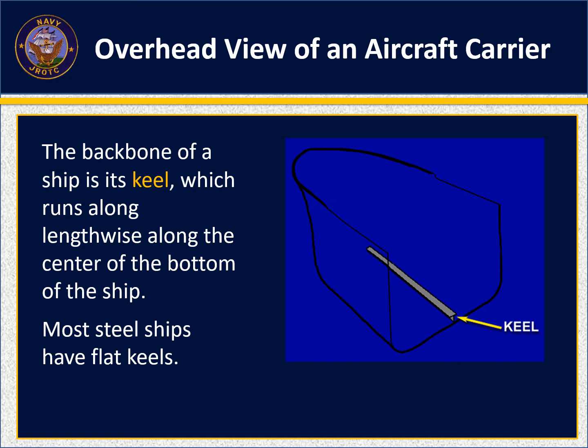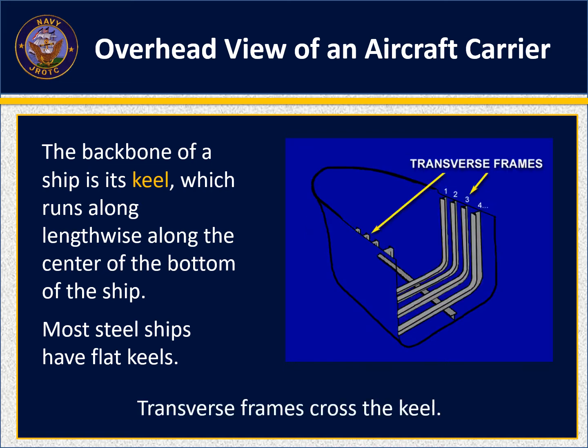This is also the same way a ship is constructed. So you have the keel, which is like the backbone of the ship, and then you will have what we call frames that will extend out from the keel to give a rib cage to the ship's hull. This rib cage is called frames. The standard spacing on a U.S. Navy ship between frames is 4 feet.